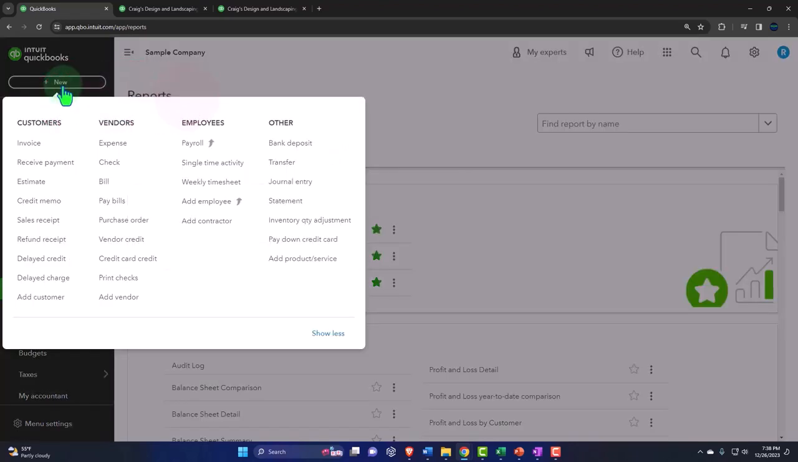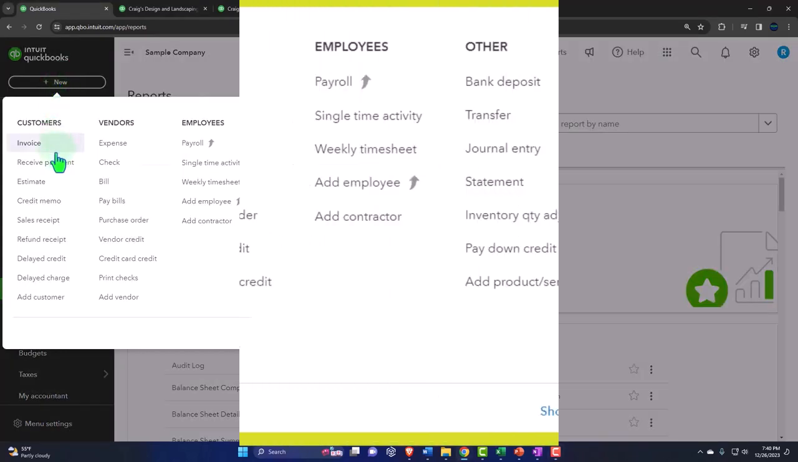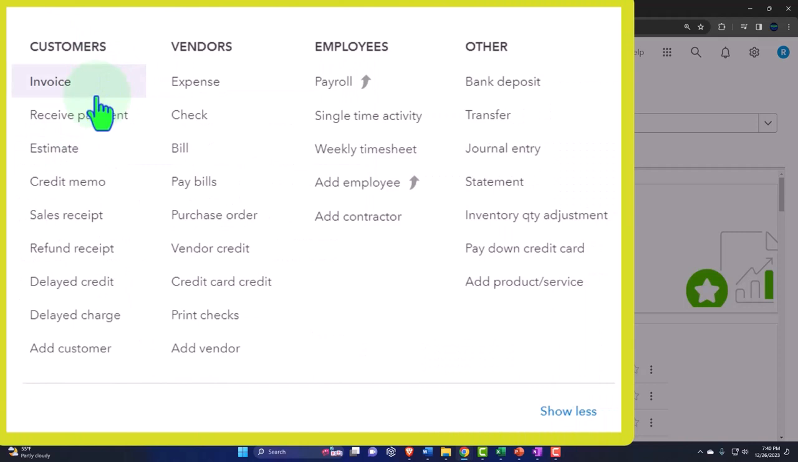So if I select this drop down here, in future presentations, we'll go over each of these forms, looking at the data input and the impact of them on the financial statements, at least most of these forms, if not all of them. So the invoice is going to be the accrual form. That's the one that increases accounts receivable. So accounts receivable is an accrual account. The receive payment is the form after we enter an invoice, and then the customer pays us, lowering the accounts receivable and then recording the deposit either into a clearing account, undeposited funds, or directly into the checking account.